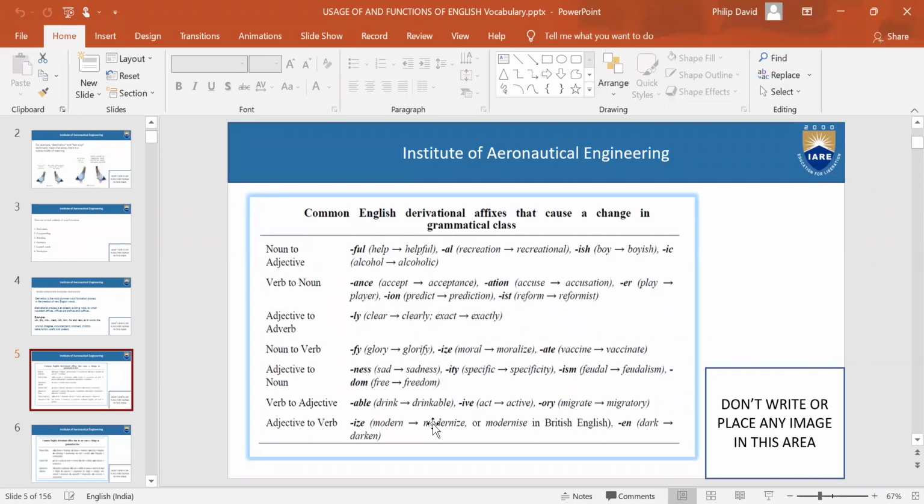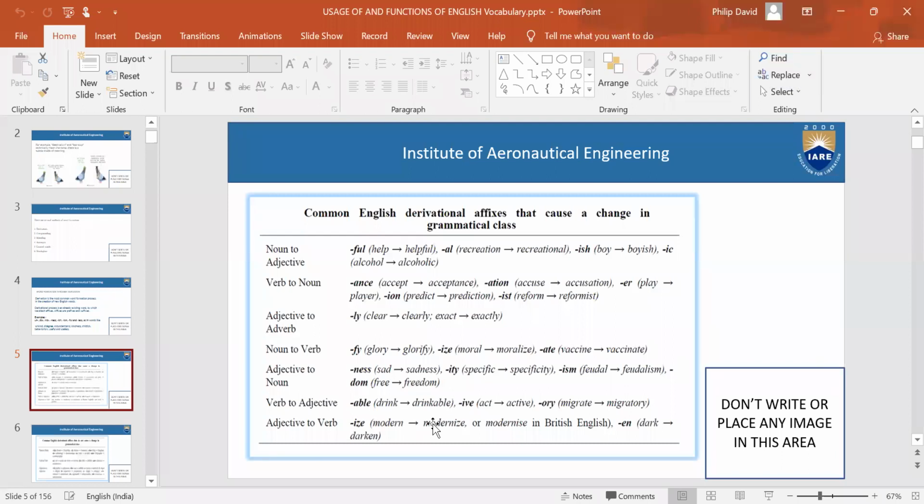Adjective to adverb. Clear, clearly. Exact, exactly. Earlier we saw how nouns get converted to adjectives. Now an adjective gets converted to an adverb. Usually we get an adverb by the addition of the suffix ly. In both cases we see ly added to an adjective, and it becomes an adverb. Yes, please carry on.